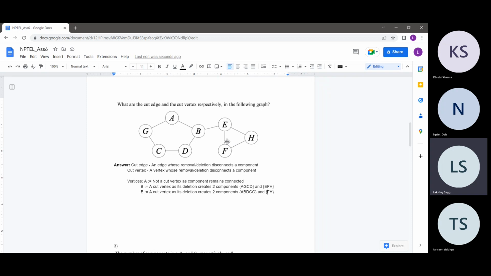F will not be a cut vertex, since on deletion of F we still have only one single component, as you can see. And for G, on removal of G, these two edges will be cut out, and the remaining component will still be one single connected component. So G will not be a cut vertex. And similarly for H, on removal of H and these two edges, the component F, E, B, C, A, G, D will remain a single connected component. So yes, only B and E are the cut vertices.